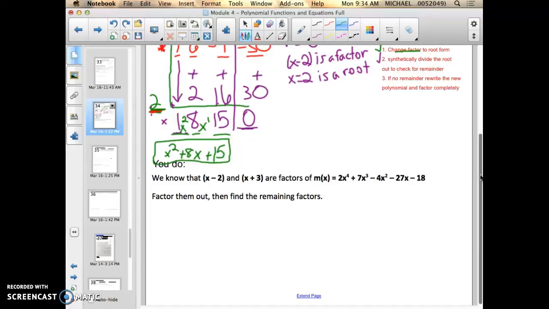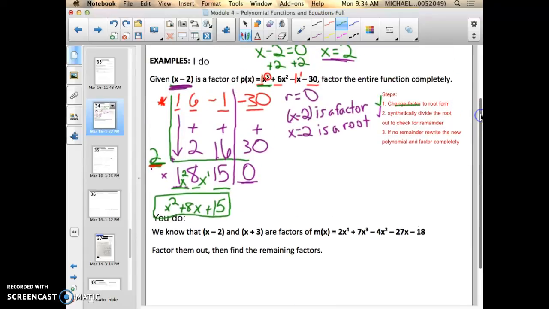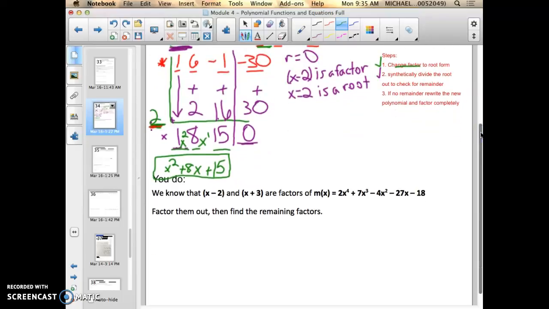But to move further from this objective, if you can recognize that that is a quadratic trinomial, and the directions state factor the entire function completely, if there's no remainder, which there wasn't, so I can use mac ab to factor this completely. So my mac is 15, my ab is 8. Go ahead and pause the video and try to factor this completely.